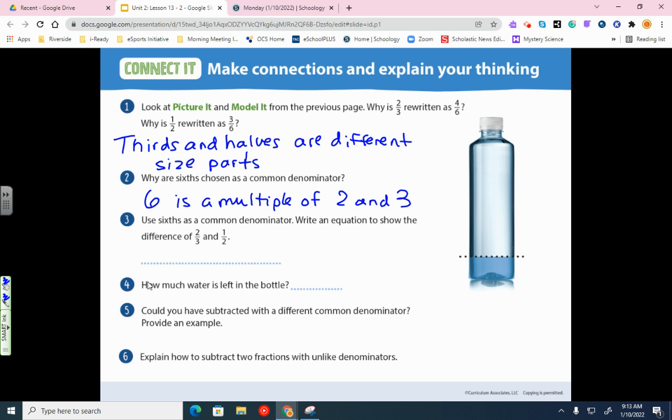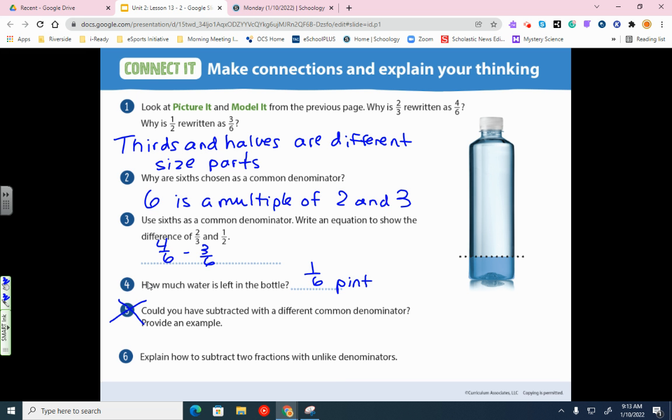Use 6 as a common denominator, write an equation to show the difference of 2/3 and 1/2. That's easy. We got 4/6 minus 3/6. And how much water is left in the bottle? 1/6 pint. Could you have subtracted with a different common denominator? We could have, but we're not going to get into that right now. So cross that out.